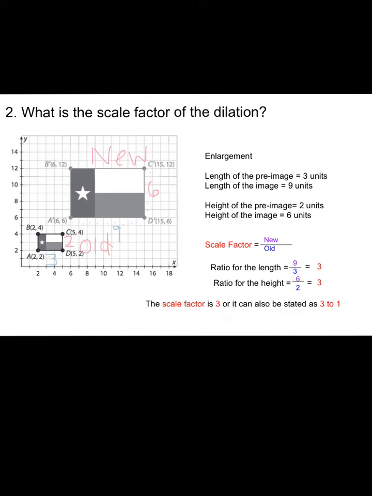So again, the scale factor is a number by which the side lengths get multiplied to get the side lengths of the image. So I have 3 times 3 gives me 9. 2 times 3 gives me 6.